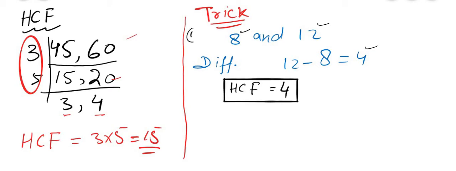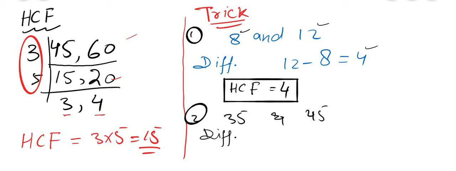Okay, another example. Let's say we have the numbers 35 and 45. Now find the difference. 45 minus 35 gives us 10. Now find the factors of 10. It means that this is 5 and 2.